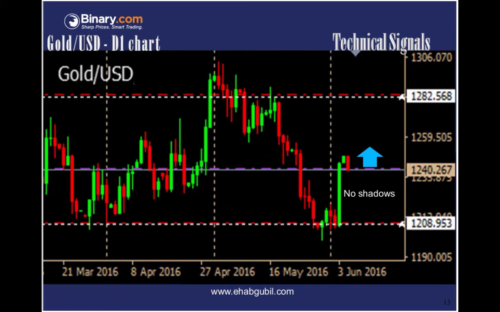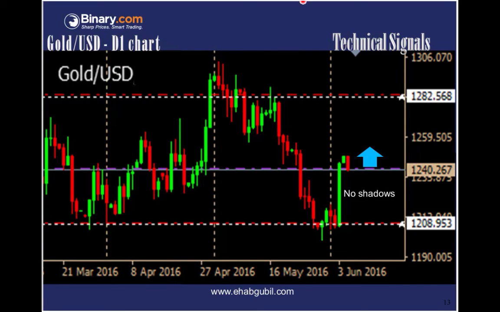Gold dollar daily chart. Gold made a good move on Friday. It made a candle with no shadows. That means strong momentum upwards. By itself, you can trade depending only on a candle with no shadows, in the direction of the candle. So this candle was upwards. So I recommend making an up trade or rise option.